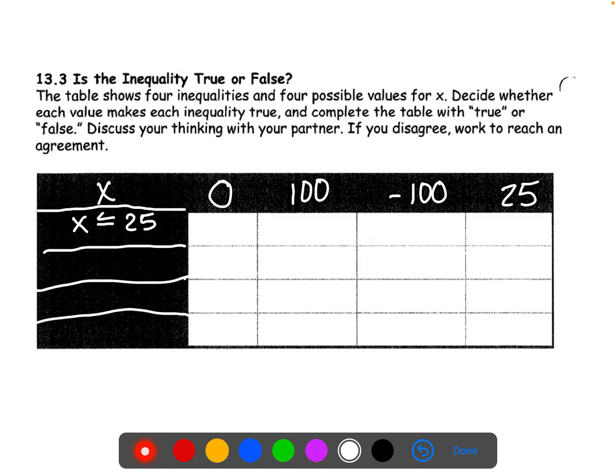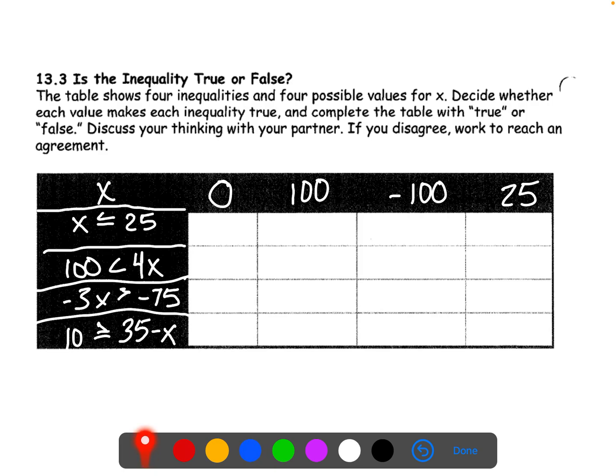So the next one is 100 is less than 4x. Then we have negative 3x is greater than negative 75. And finally, 10 is greater than or equal to 35 minus x. Those would be the 4 inequalities that we're going to complete the table for.